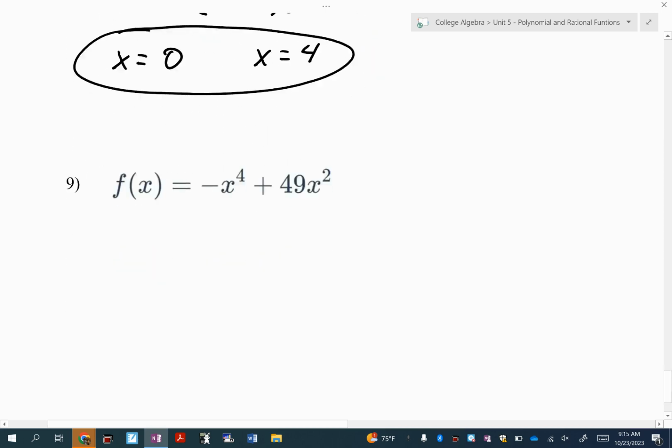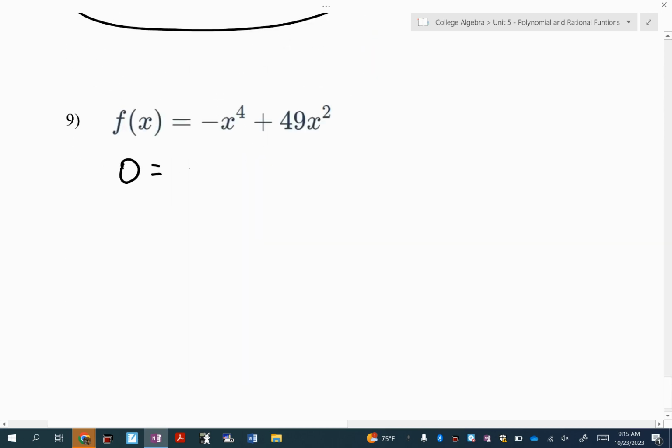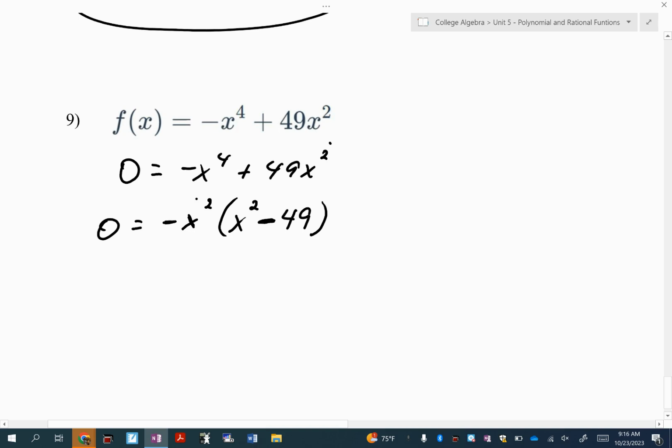Okay, last one, number 9. Set it equal to 0. All right, let's see if we can factor out anything. I'm going to factor out this negative. It's a negative 1, so I can't factor out a number, but I can factor out x squared. When I factor out that negative x squared, I get a positive x squared that's left. And then this actually needs to become a minus, right? Because a positive divided by a negative is a negative. The x squared divided by x squared is going to be 1. So I just need to have that 49 that's in there.